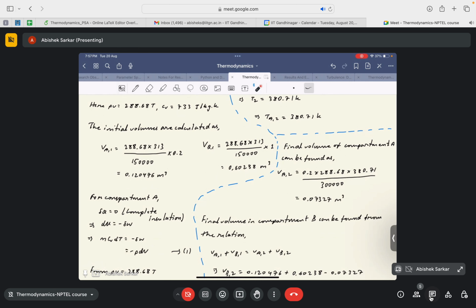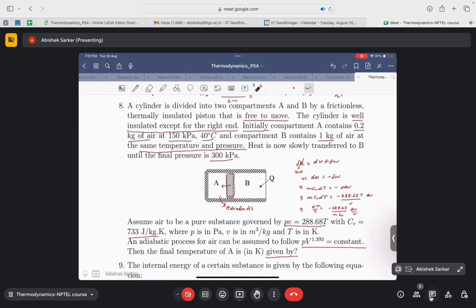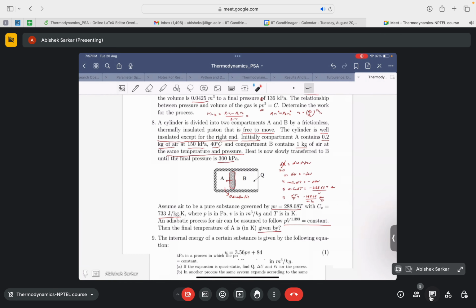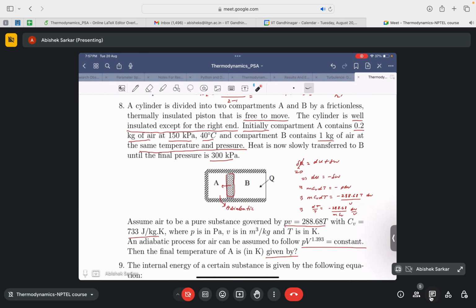right? Because in the diagram, if I go back, we saw that it is insulated from this side, this side, as well as from this side, because this piston is well insulated, right? So this is insulated from all sides, so there is no heat interaction. But the heat applied to compartment B has an implication in compartment A because it tries to compress the air in compartment A, which results in an increase in the pressure in compartment A, okay?